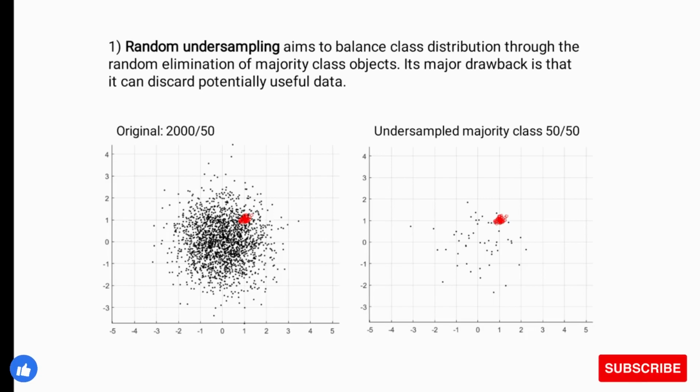So, for example, this is the original view of the data. We've got far more black points than we do red points. So 2,000 black points, 50 red points. I'm going to randomly pick one set of 50 black ones to match the number I've got of red ones. And I end up with this plot. Now, what would you infer if you hadn't seen the first image? What shape does this data have?